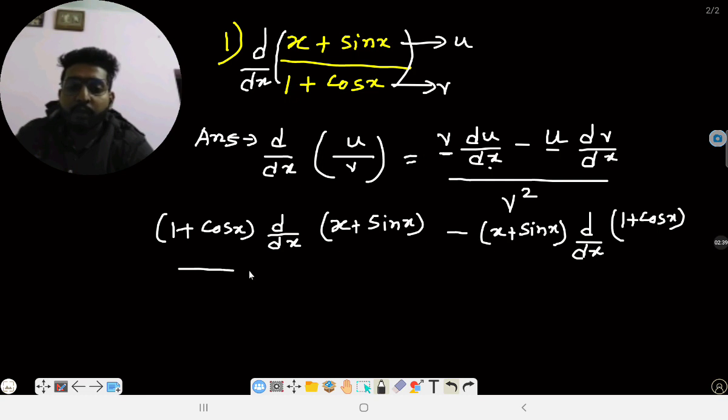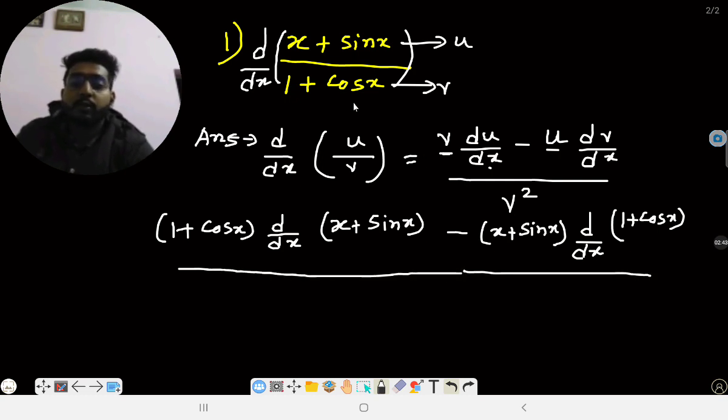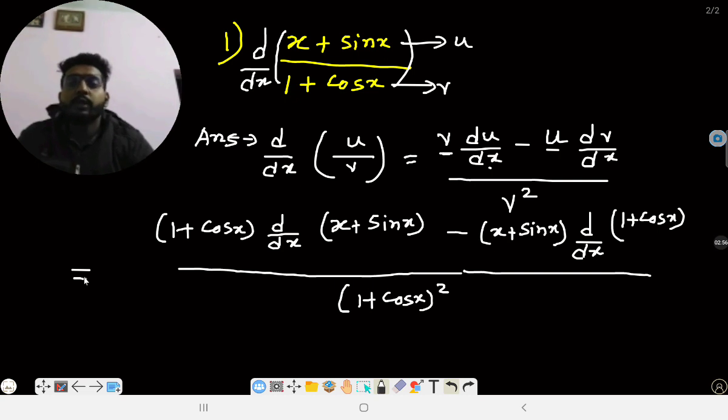And now the denominator. What is the denominator here? The denominator is v squared. So here you can see v is 1 plus cos x. So that means that will be 1 plus cos x whole squared. So like that only, this is a simple problem. First we have to check where is u, where is v. So you can see the numerator is u and the denominator is v. Then you have to apply the formula of u by v. So first use that one. Next we have to find the derivative of that.